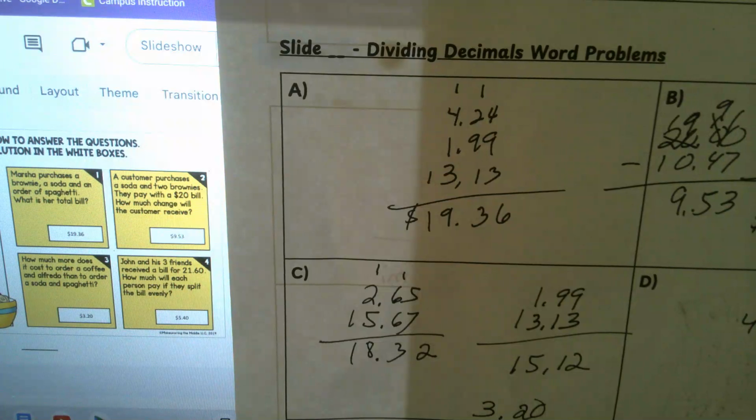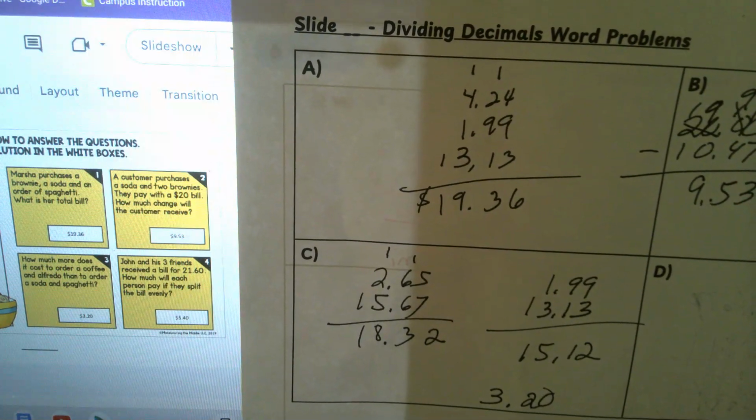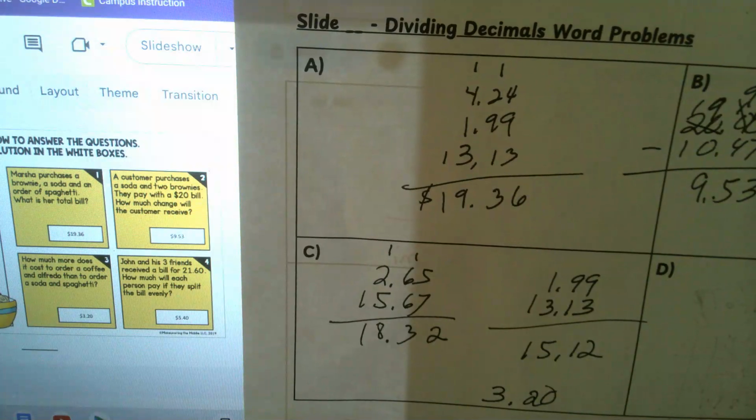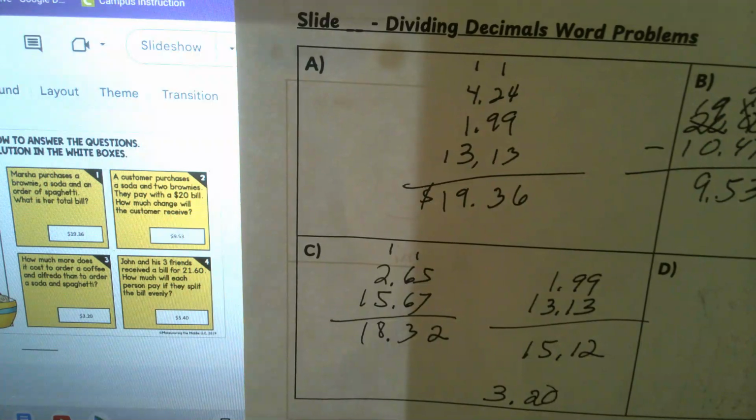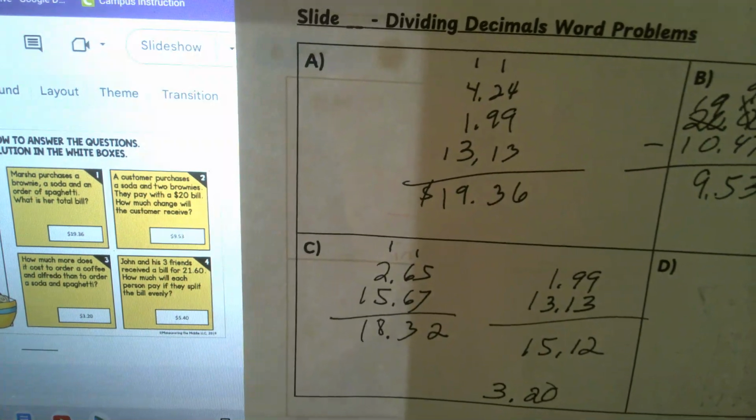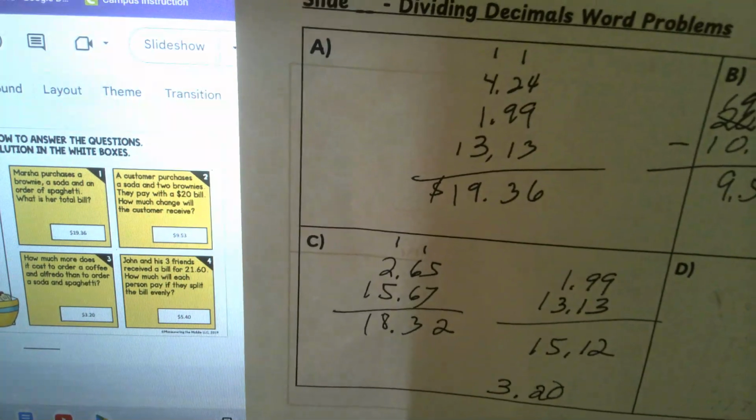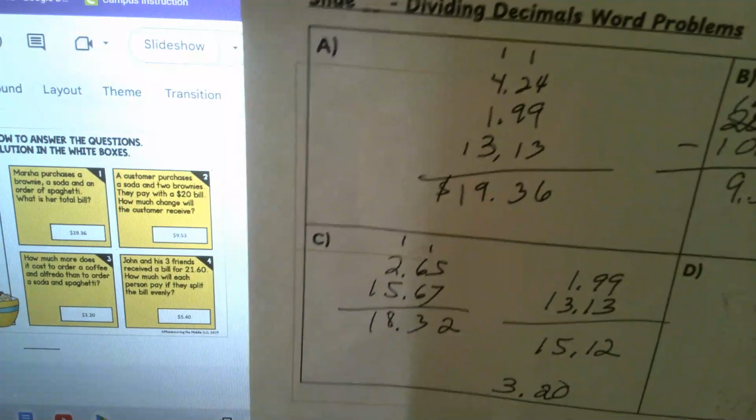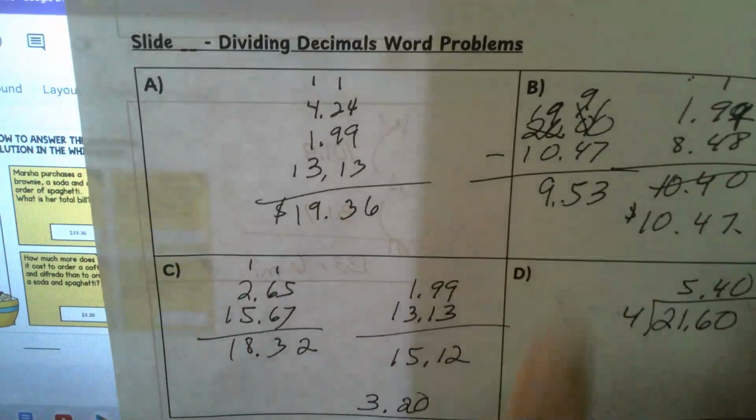For the next question, a customer purchases a soda and 2 brownies. They pay with a $20 bill. How much change will the customer receive? Well, that'll give you $10.47. $20 minus $10.47 is $9.53. So then you have $20 minus $10.47. That gives you $9.53. So the answer for that one is $9.53.